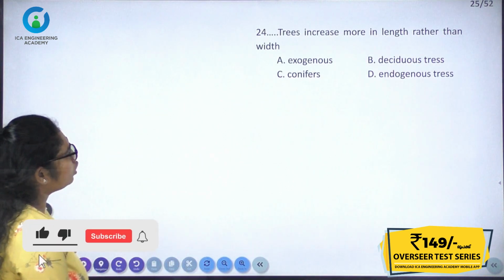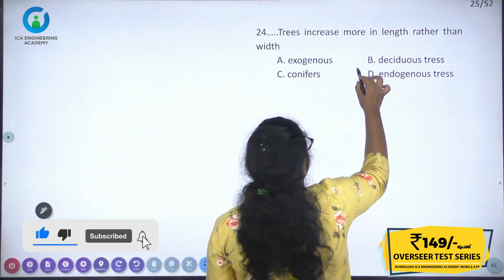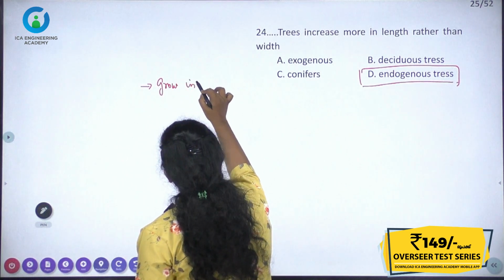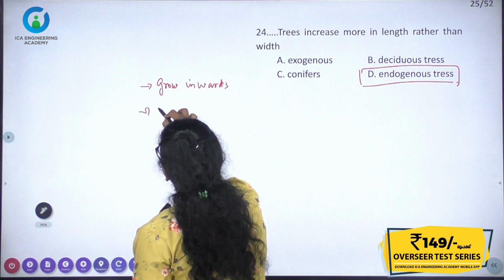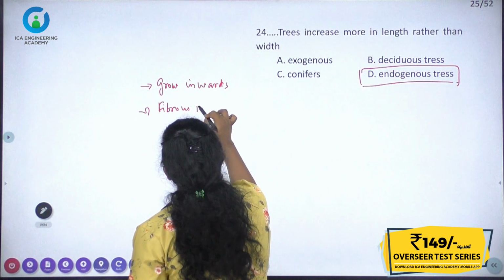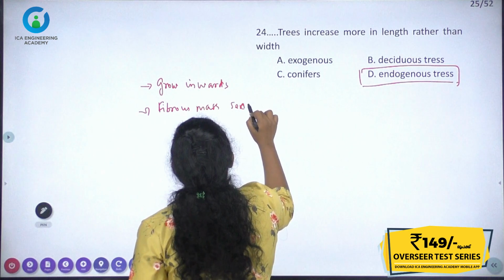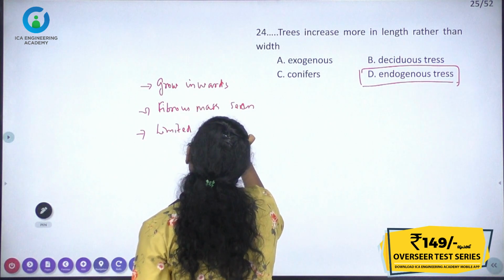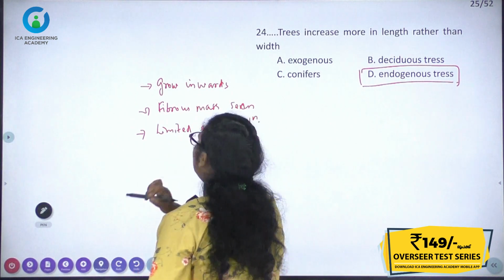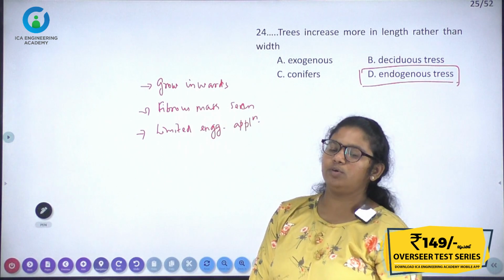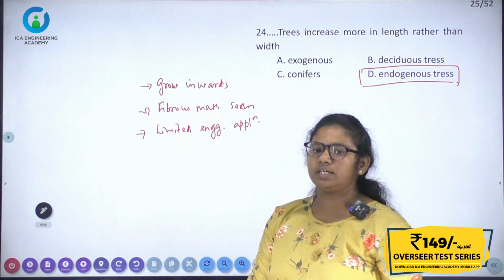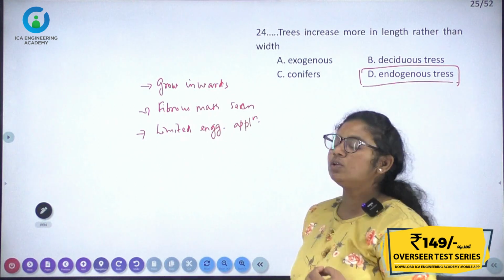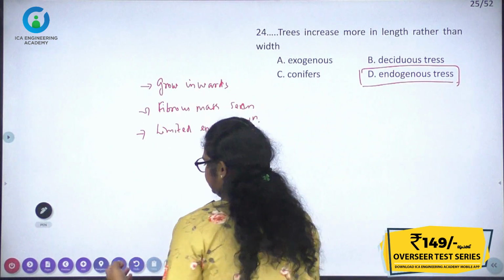The trees that increase more in length than in width are called endogenous trees. They grow inwards, and fibrous mass is seen. That's why they are applicable only for limited engineering applications, and are not useful for engineering purposes. Exogenous trees are mostly used for engineering purposes. Endogenous trees, as they grow inwards, increase more in length rather than width. That is called endogenous trees.